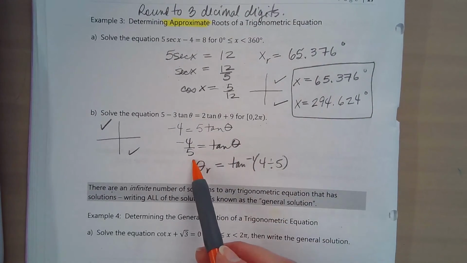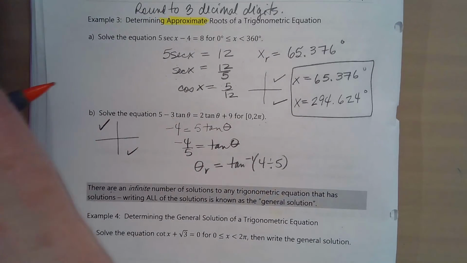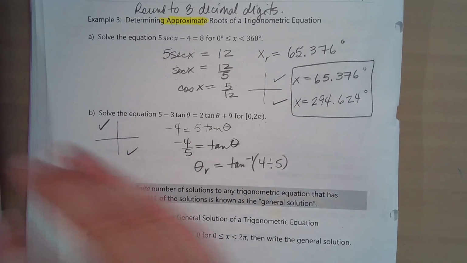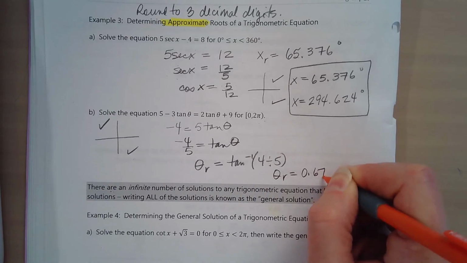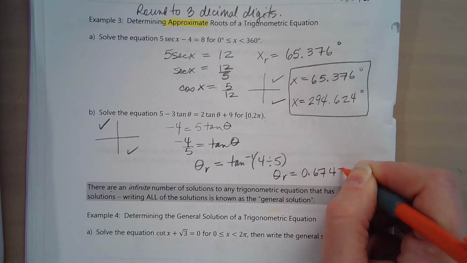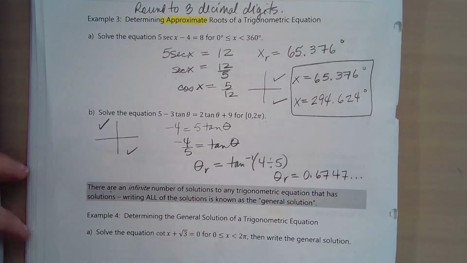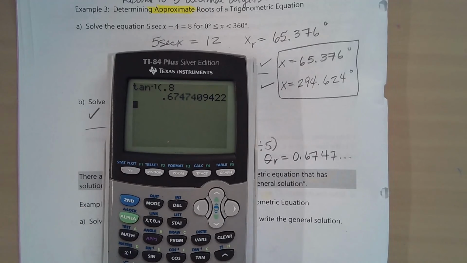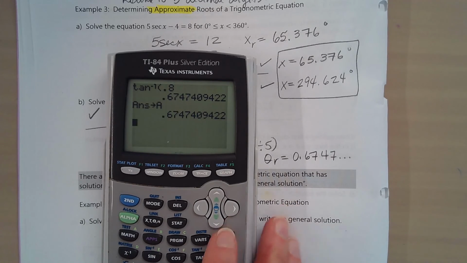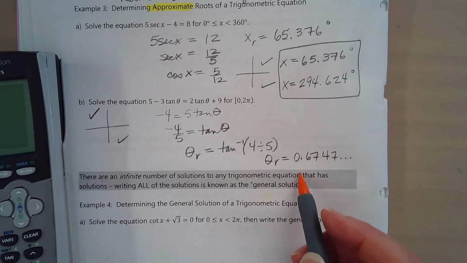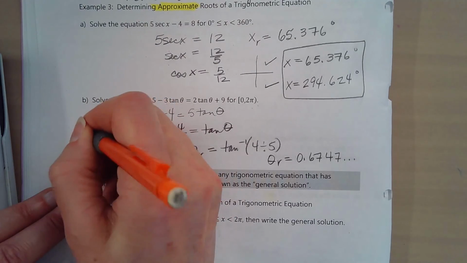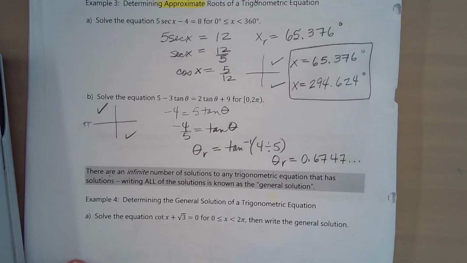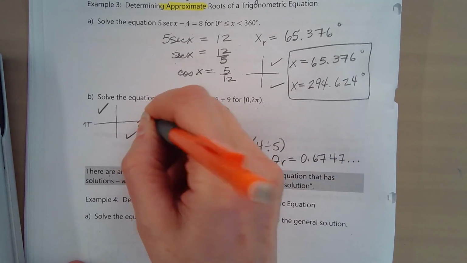Now, this isn't my special values, right? So I got to use my calculator. So shift tan, 4 divide 5, and I get a reference angle of 0.6747 dot dot dot, right? So I'm going to store mine. And again, it'd be really helpful if you could figure out how to store your reference value or reference angles. So now it's going to be pi subtract my reference angle, and then 2 pi subtract my reference angle, right?